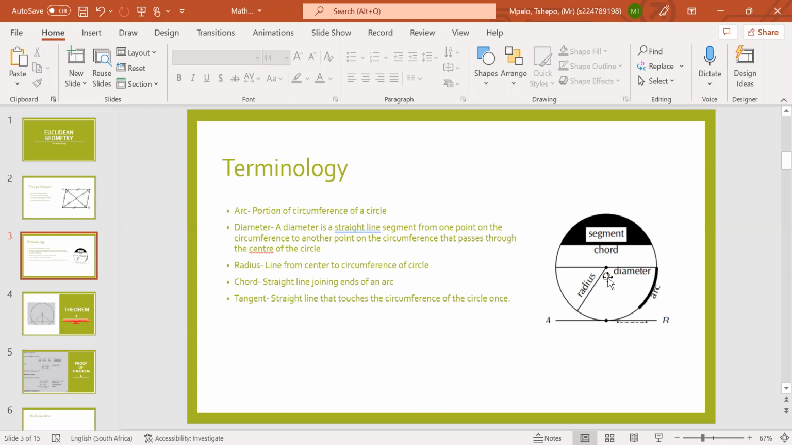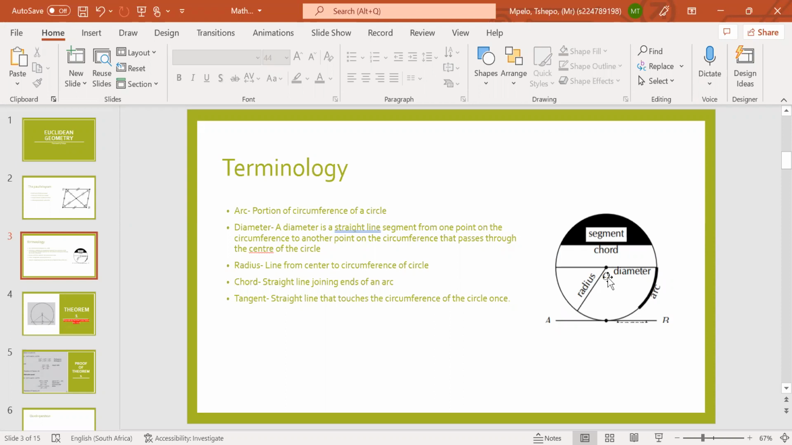Now let us recap quickly on the terminology because this is very critical. We say an arc is a portion of the circumference of a circle. Surely you know what an arc is. Please, an arc is not the whole circle. It's just a portion of the circumference of a circle, from any side. So we can say the semicircle is a type of arc, but we're going to get to that. Mathematicians argue about it, but we're going to get to it.